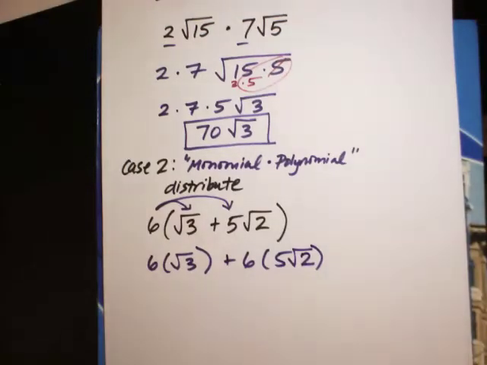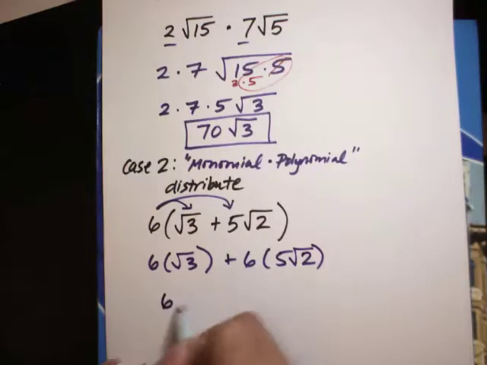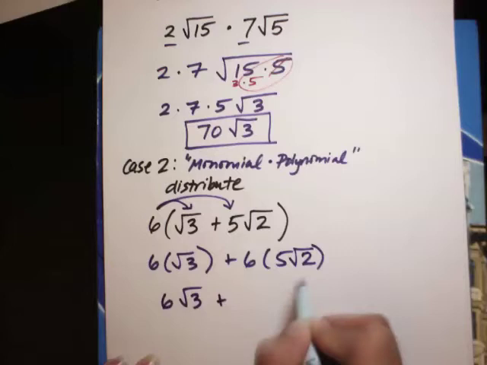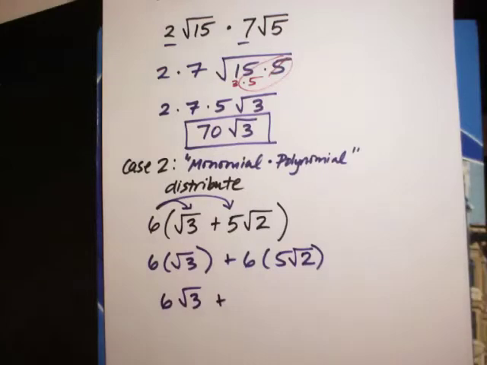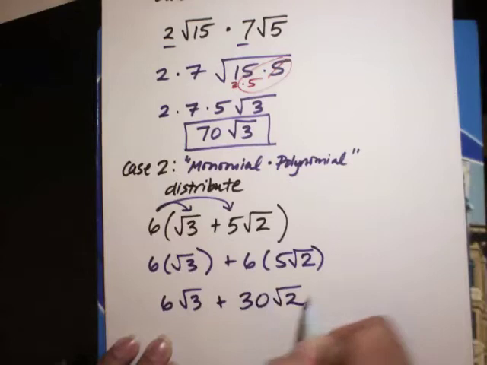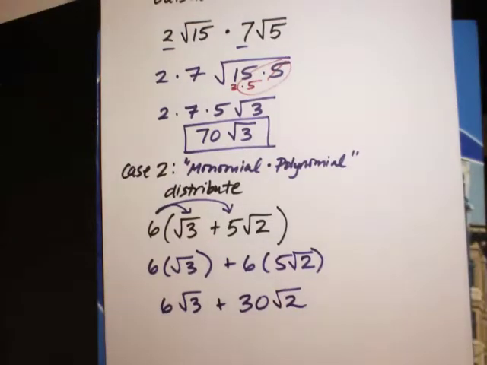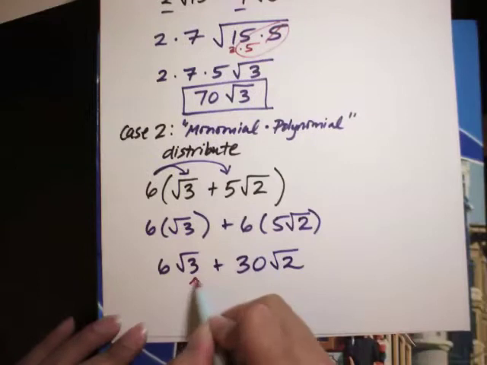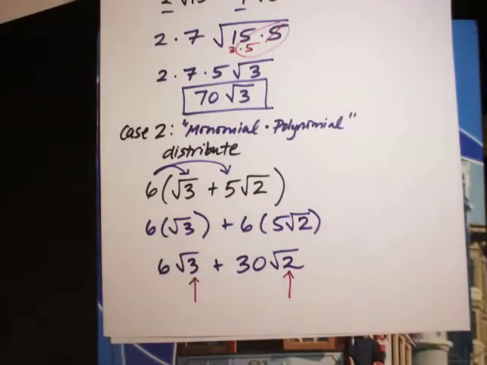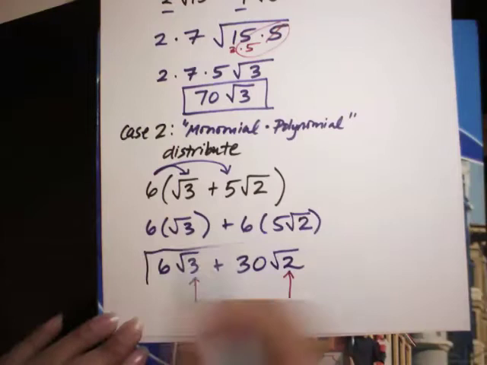Well, 6 times radical 3 is just 6 radical 3. And you're adding it to 6 times 5 radical 2. Remember, outside with outside, inside with inside. So outsides, 6 times 5 gives you 30 radical 2. Again, we would like to combine them if we could. However, these are not the same, so they're not like terms. We cannot combine them, so we are done.